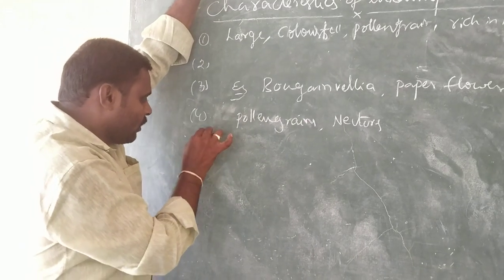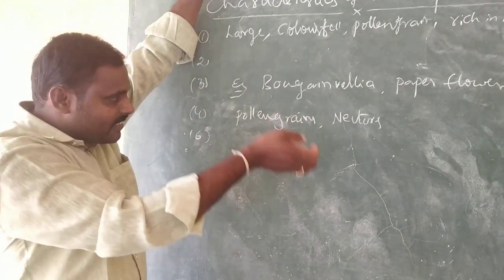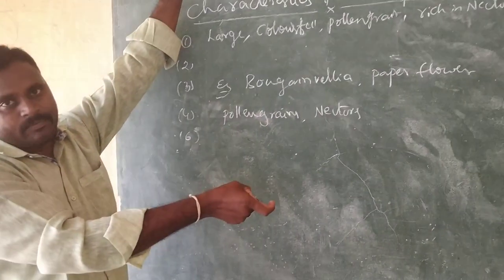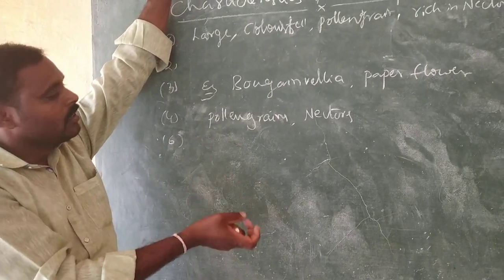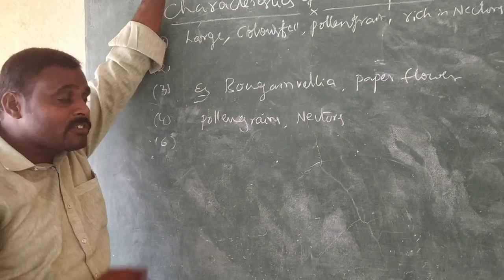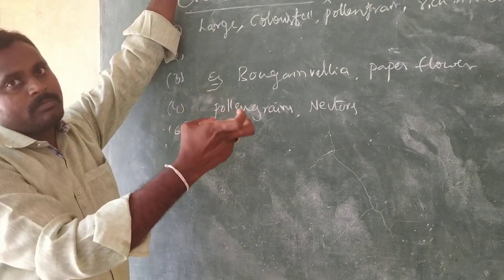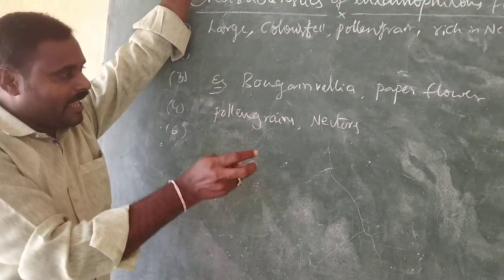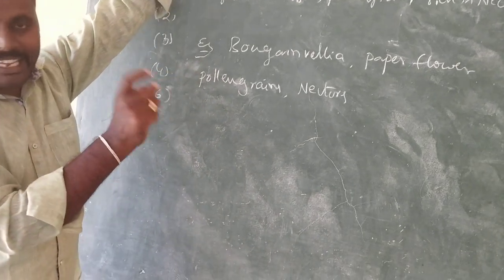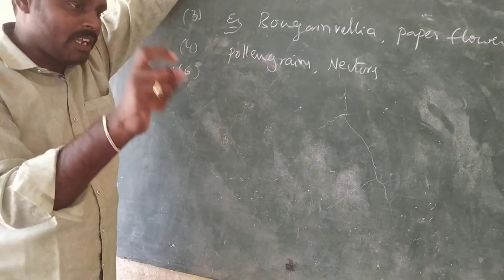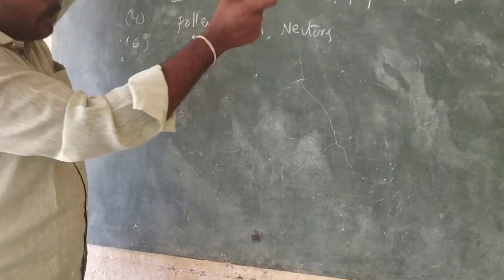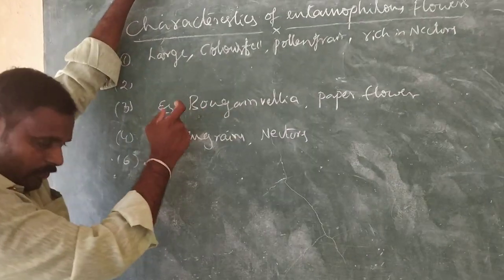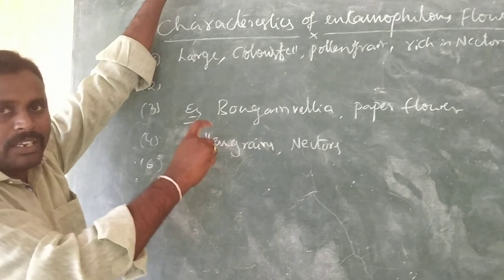See here. When these pollinating agents visit the flowers, we know that the pollen grains are somewhat sticky. So these pollen grains attach to the body of the pollinating agents. And moreover, the pollinating agents are not constant. They may visit different types of flowers in a day, so one pollinating agent visits not only one flower, but different flowers.